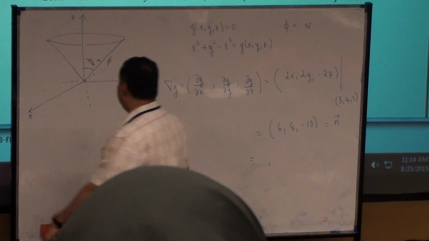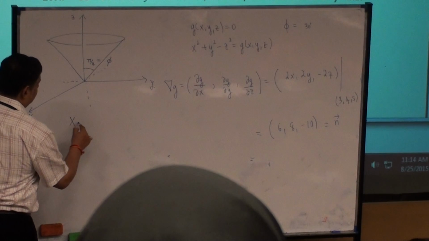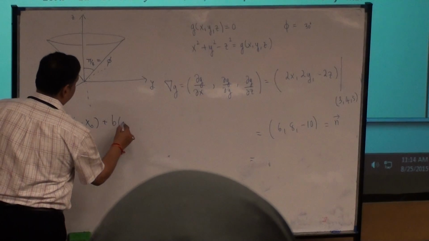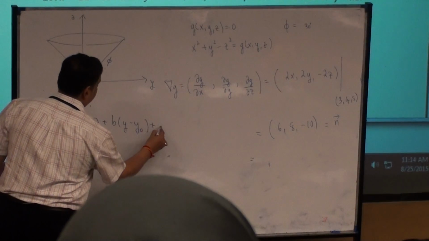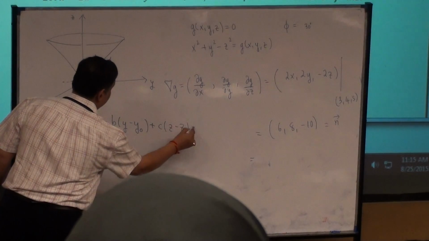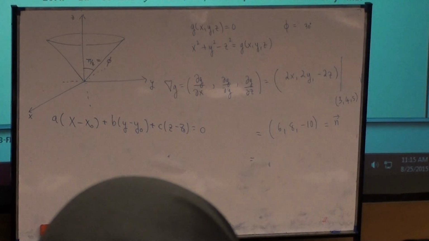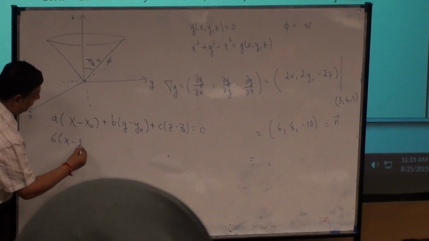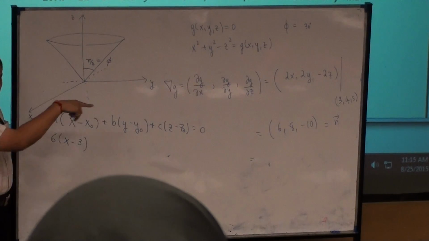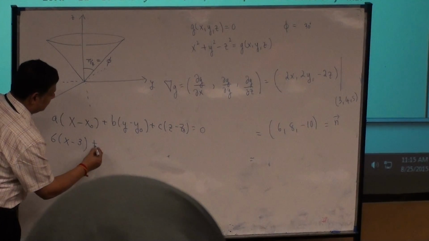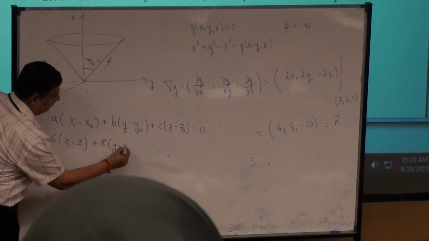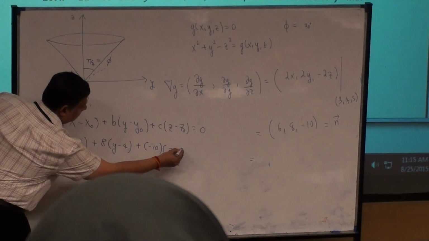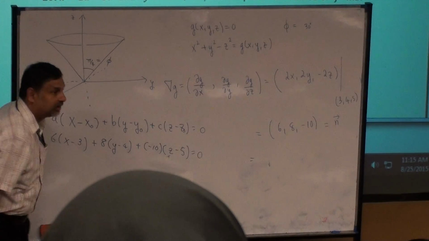So what is the equation of the tangent plane? a times (x minus x0) plus b times (y minus y0) plus c times (z minus z0) is equal to 0. This is the equation of the tangent plane. So what is a? a is 6, x minus 3, where x0, y0, z0 is the point at which you are looking at it. This is going to be 8 times (y minus 4) plus minus 10 times (z minus 5) is equal to 0.